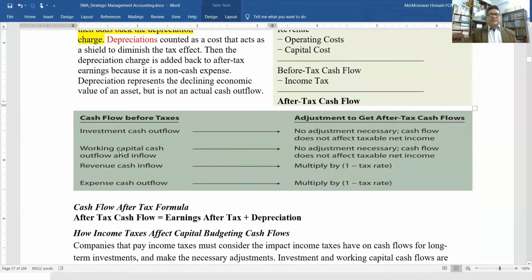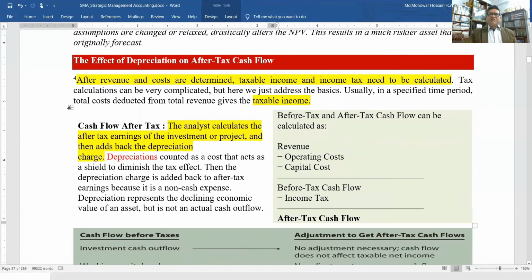Look here, investment cash outflow: no tax adjustment, because no adjustment is necessary. Cash flow does not affect taxable net income. Working capital cash outflow and inflow, no adjustment necessary. But revenue cash inflow requires adjustment with the tax rate. Look here, multiply by 1 minus tax rate. Same for expense cash outflow, multiply by 1 minus tax rate.